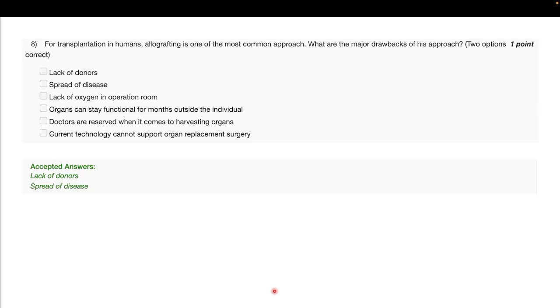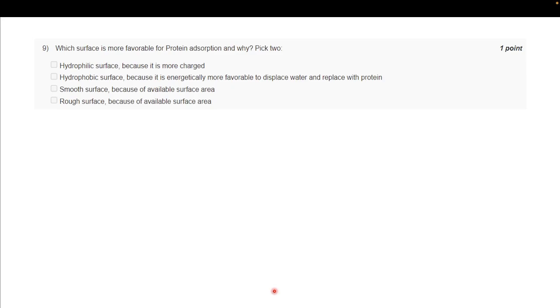Okay, let's look at the next question then. Next is, which surface is more favorable for protein absorption and why? So we have been talking a lot about protein absorption right from the start. So this should be pretty easy to answer. Again, you have to choose two options. So if anybody knows the answer, please let me know.